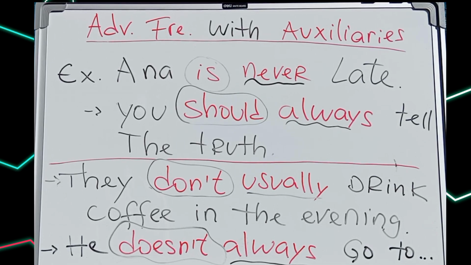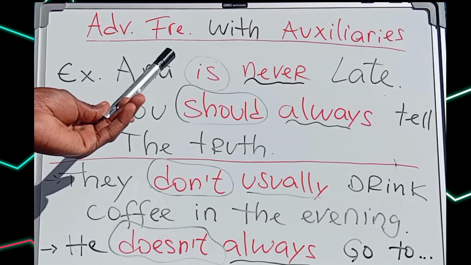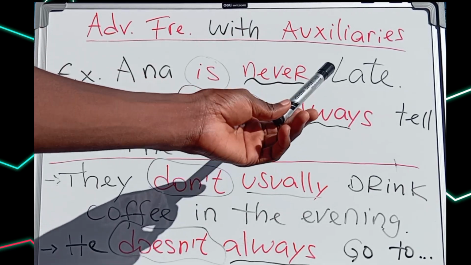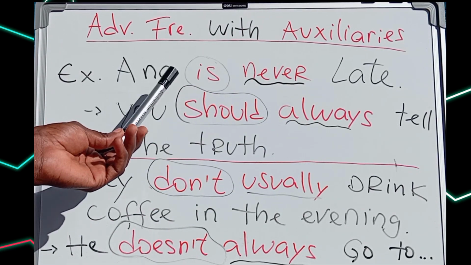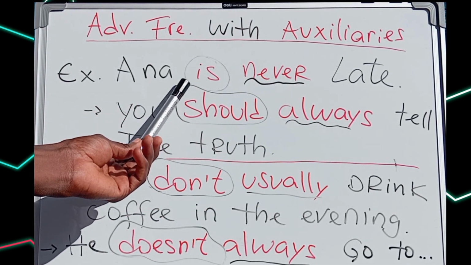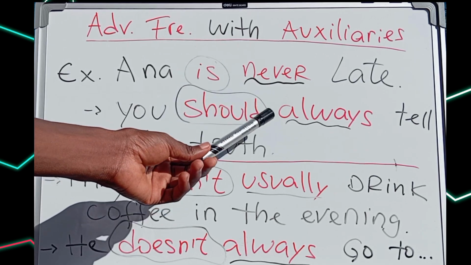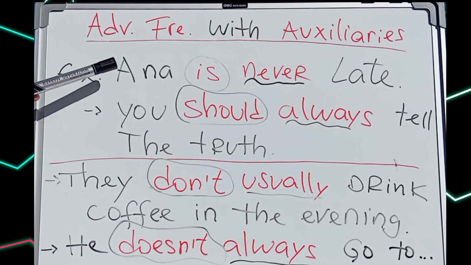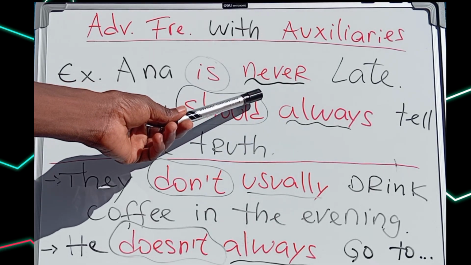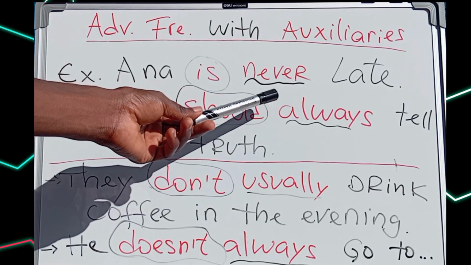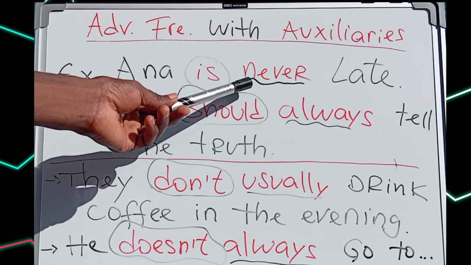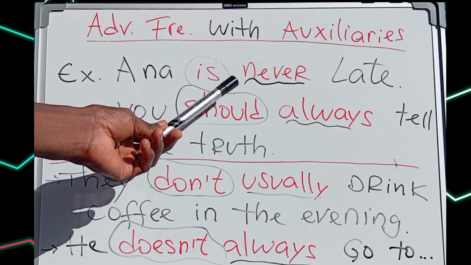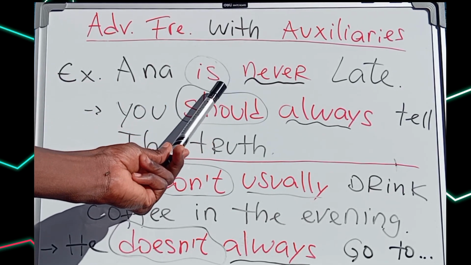Right now I'm going to explain to you the position of the adverbs of frequency when they go with auxiliaries, right? Now here is the example. Anna is never late. We have Anna and then we have is. Is often used as an auxiliary verb. And then we have here the never. The never is the adverb of frequency. Anna is never late. So when we use adverbs of frequency with auxiliaries, they go after the auxiliary.